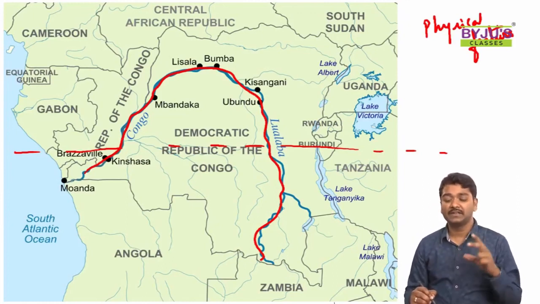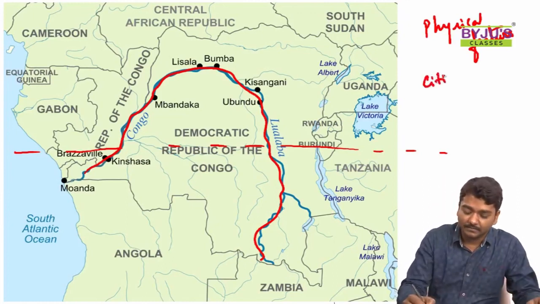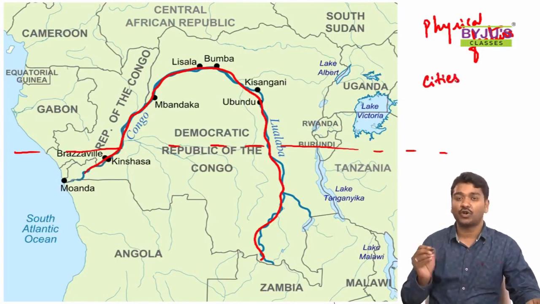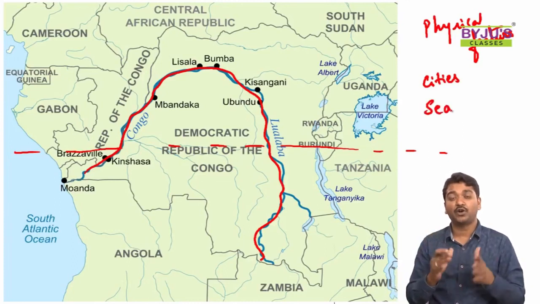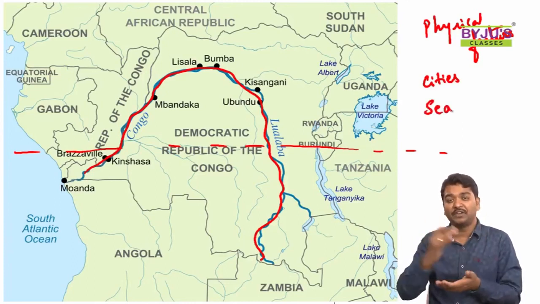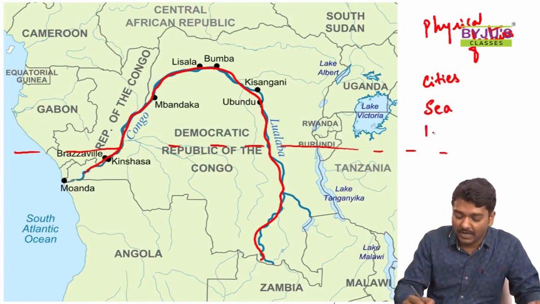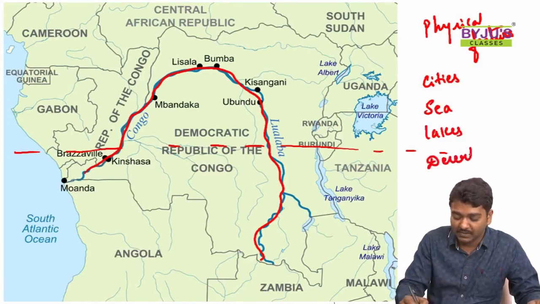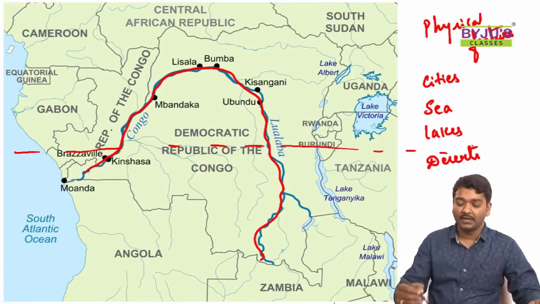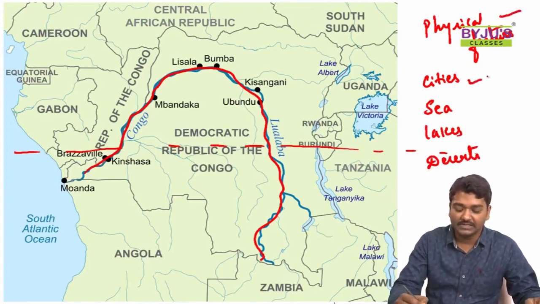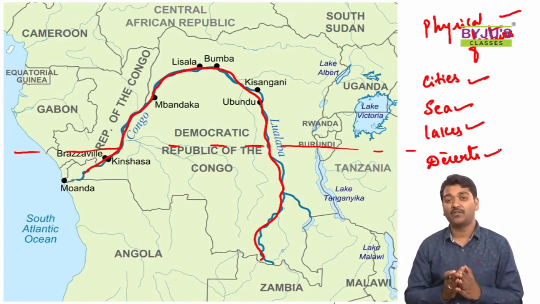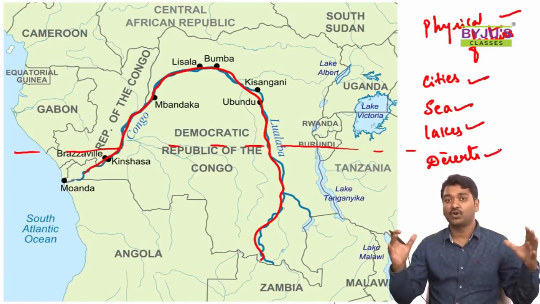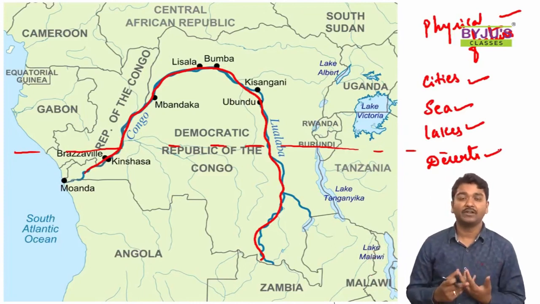The second thing is cities. Arrange them from east to west or north to south. Third, seas: which countries fall, or which country falls between two seas. You may observe lakes properly. You may observe deserts properly. So physical features, cities, seas, lakes, deserts. If you are capable of remembering this in major continents, I hope most of your work is done.